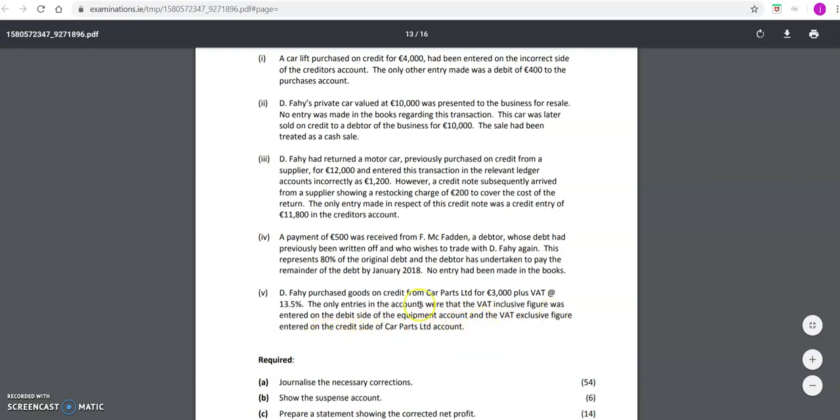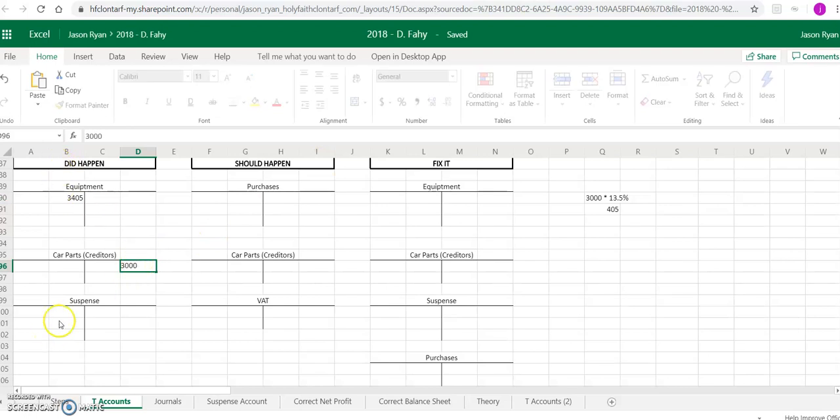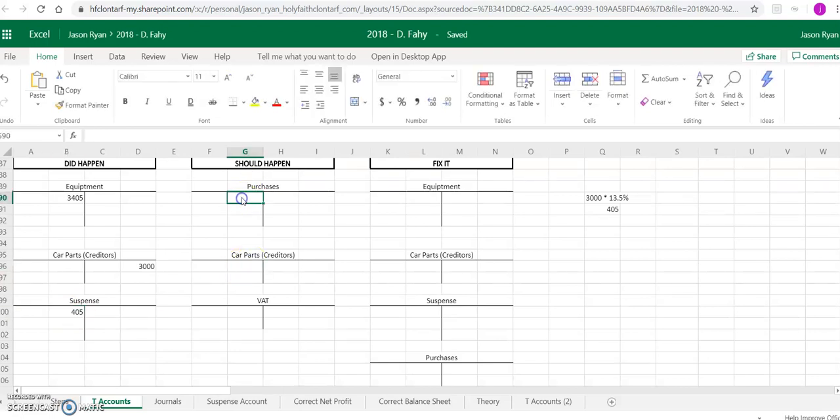VAT exclusive on the credit side of car parts. So car parts is going to be 3,000. So our debits and credits don't equal, so we need to put in a suspense there of 405. What should have happened, you should have your purchases of 3,000, your car parts of the total bill, 3,405, on the credit side of your creditors, and your VAT then, 405.